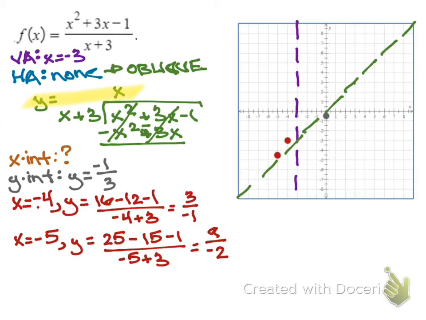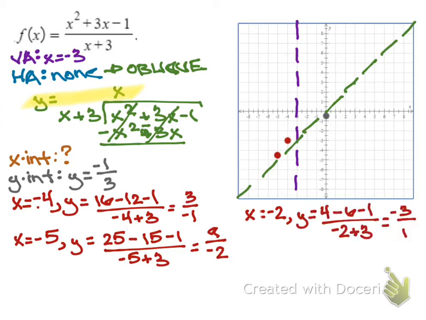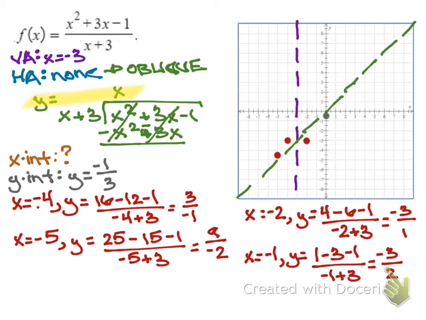So let's go over to the right-hand side of our vertical asymptote and see what happens when x is -2. When x is -2, y is -3. And lastly, we'll see what happens when x is -1. When x is -1, y is -1.5.